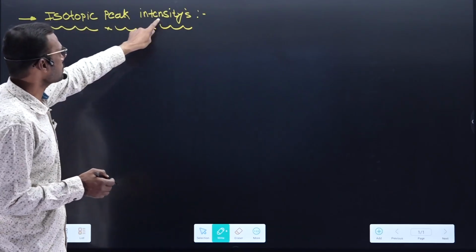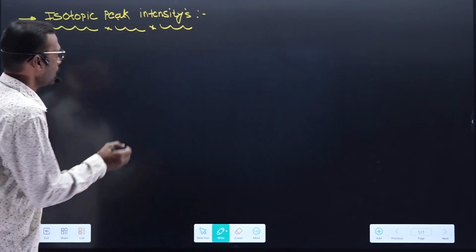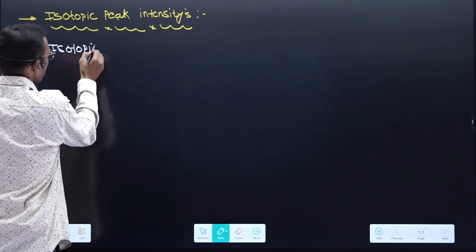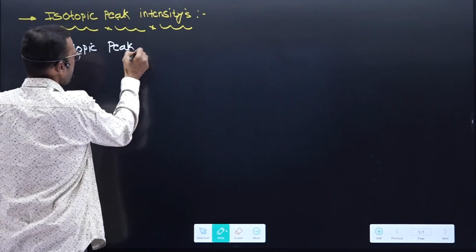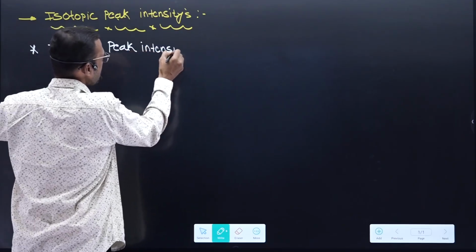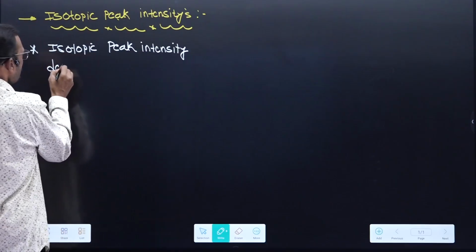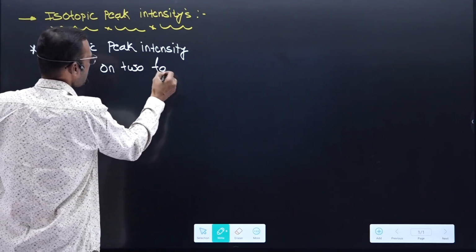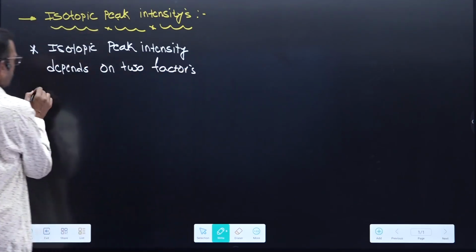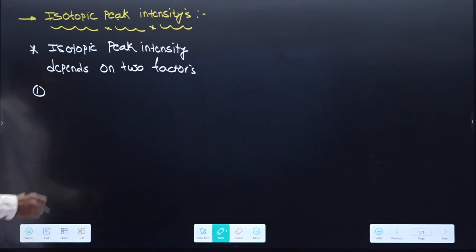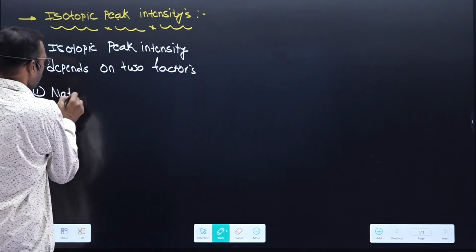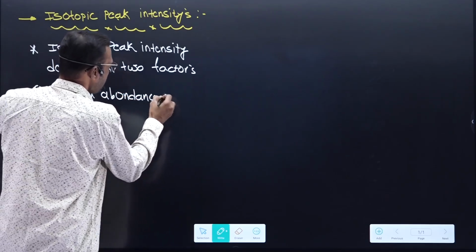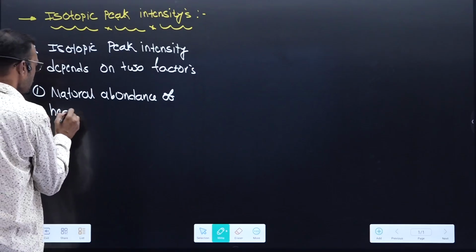Now we are comparing this intensity every time with the molecular ion. Now we can write like this: isotopic peak intensity depends on two factors. So first factor: what is the natural abundance of the heavier isotope?